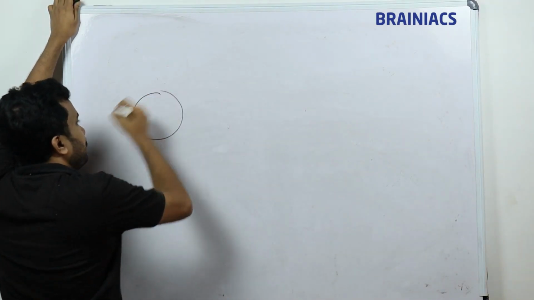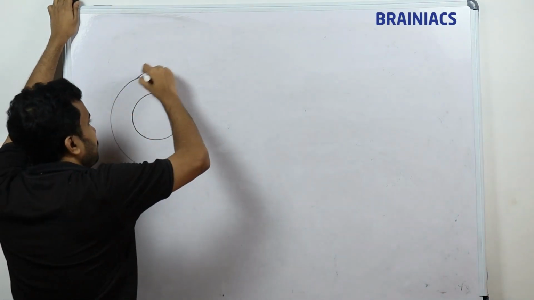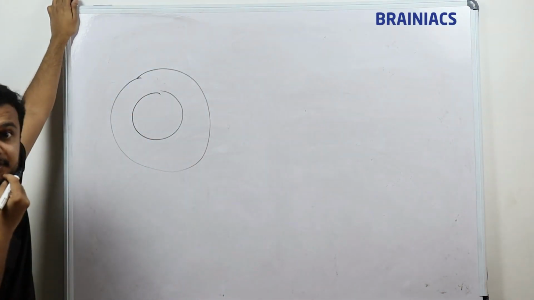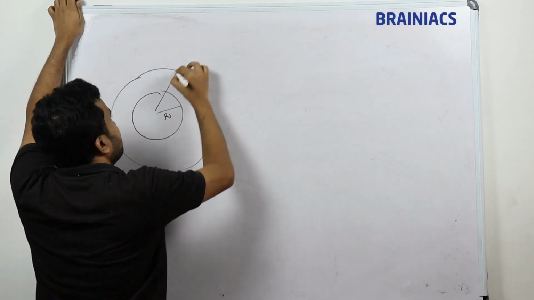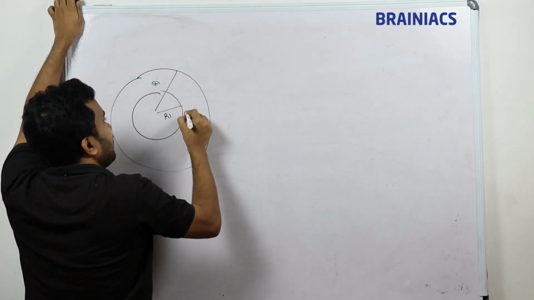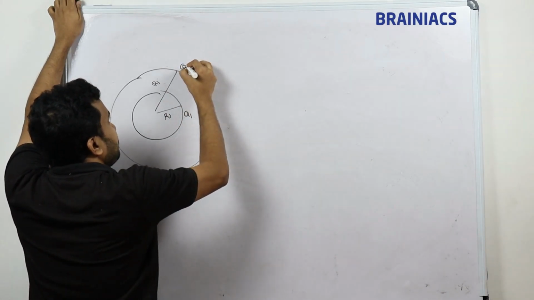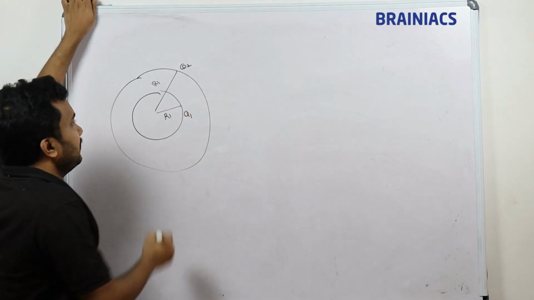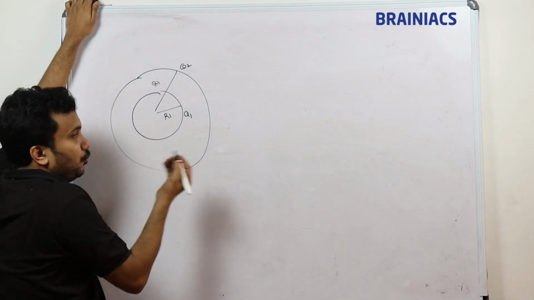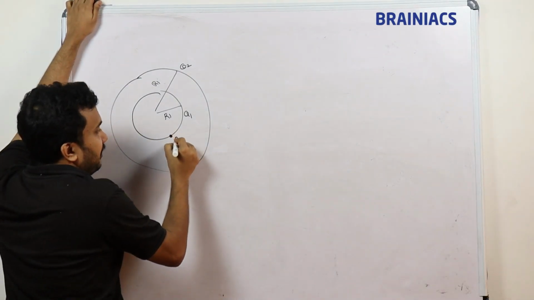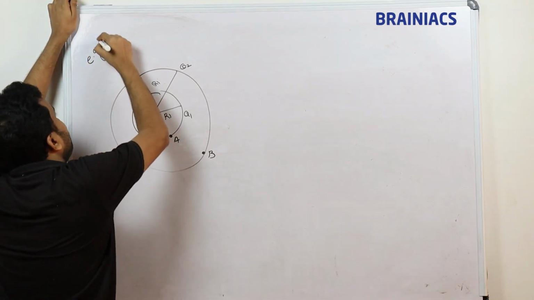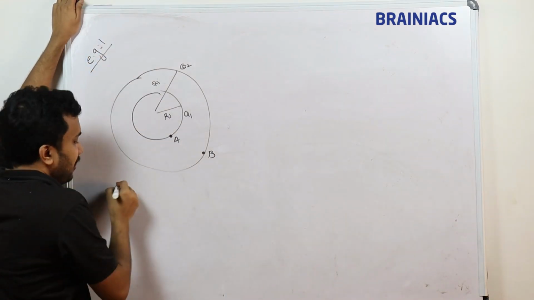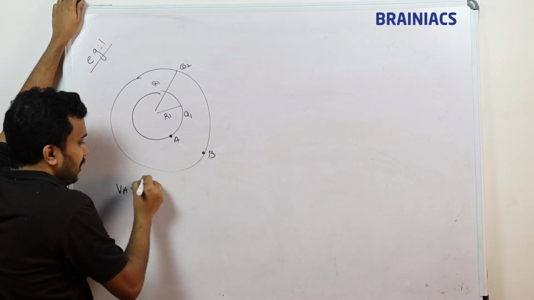Suppose I have two concentric spherical shells, whose radii are r1 and r2, and whose charges are q1 and q2. I am marking two points, point A and point B. This is my first example from this session, example number 1. I want to find out what is the potential at A.